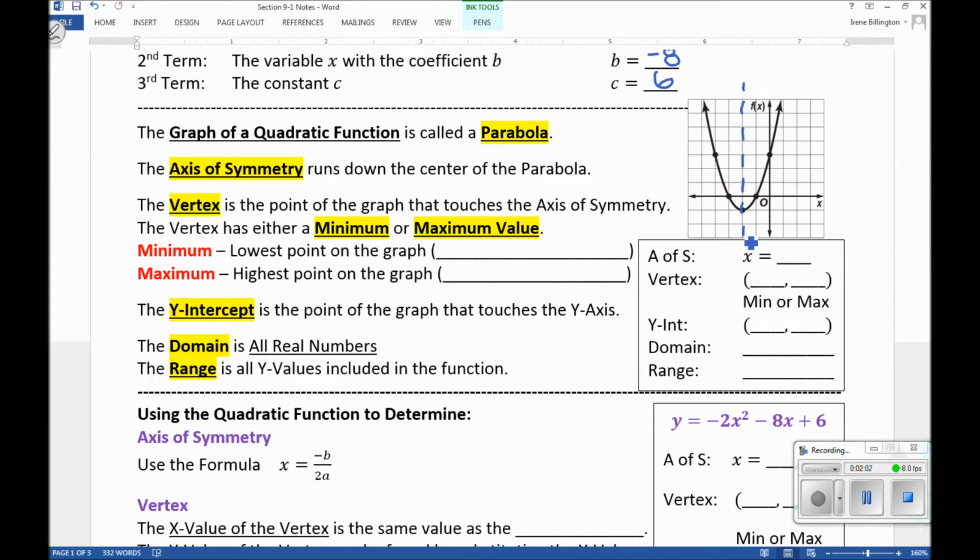Each parabola will have a vertex. The vertex is the point of the graph that touches the axis of symmetry. So that would be this point right here is going to be my vertex.